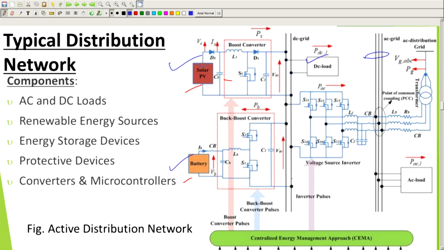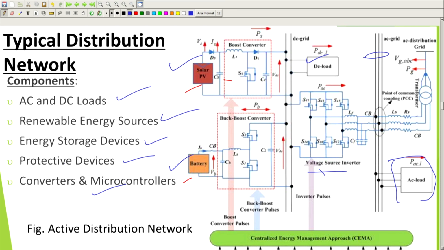And apart from this, there is a voltage source inverter. This is a bidirectional inverter which helps to exchange power between the DC grid and the AC grid. The AC load is also part of the AC grid, and the distribution system is connected to the AC bus side. So in a nutshell, we have AC and DC loads, renewable energy sources, storage devices, protective devices, and converters and microcontrollers to control these converters.